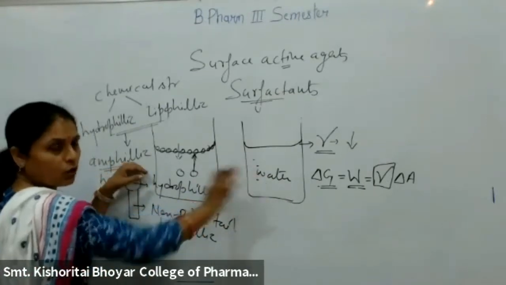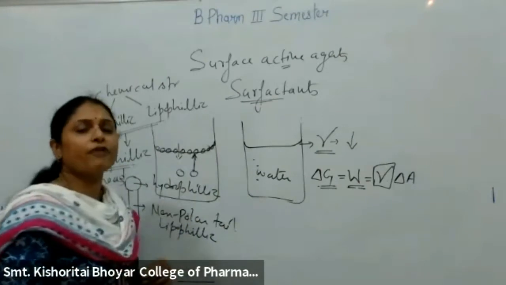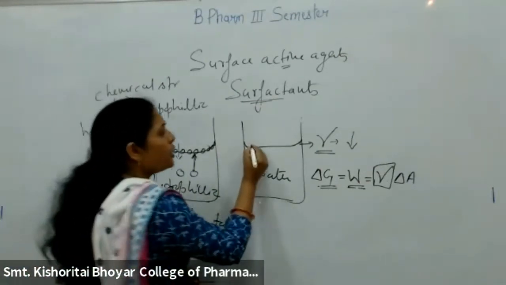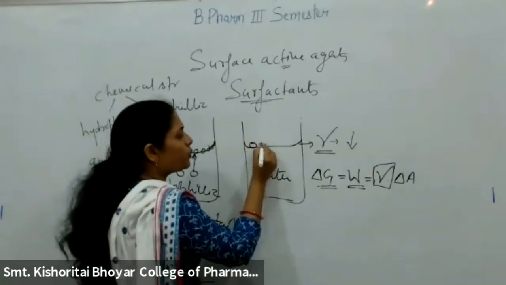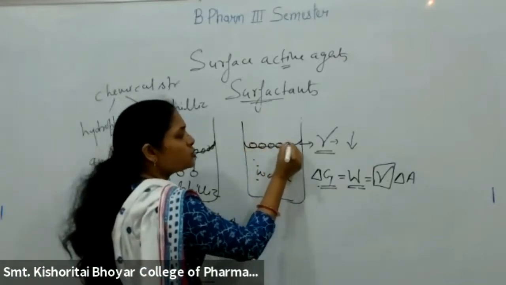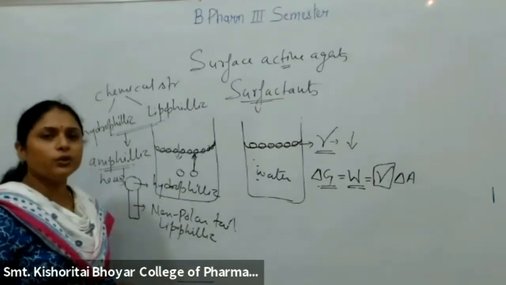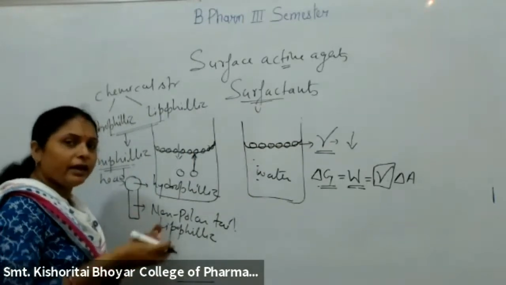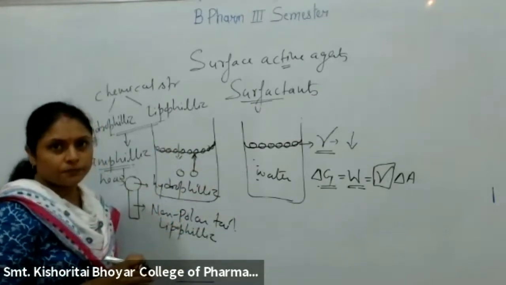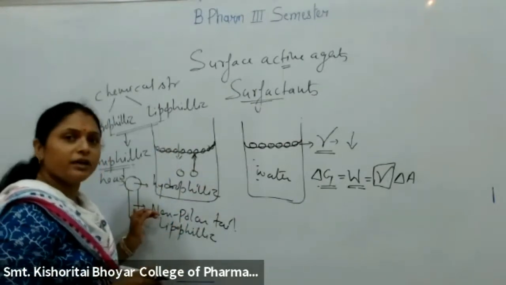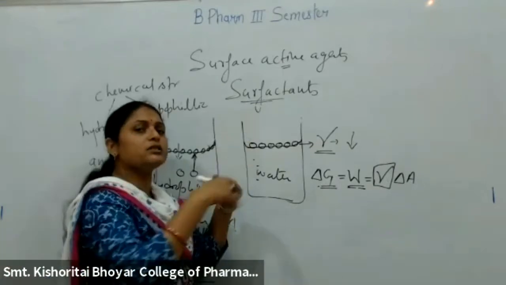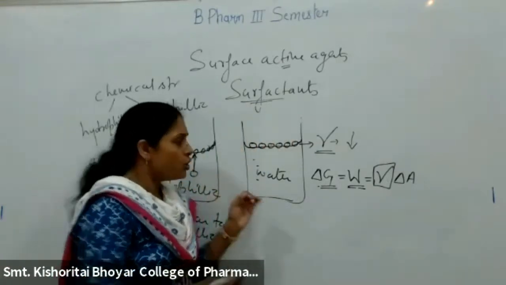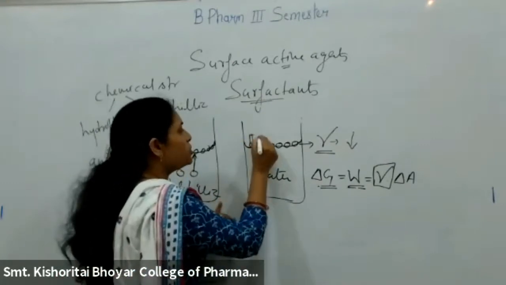Okay, so when we add a surfactant into it, the polar head will be in contact with water. This polar head will be in contact with the water, whereas the non-polar tail portion will be rejected by the water. This will be rejected by the water, and this will go towards the different phase which is adjacent. So the non-polar tail will be rejected outside.